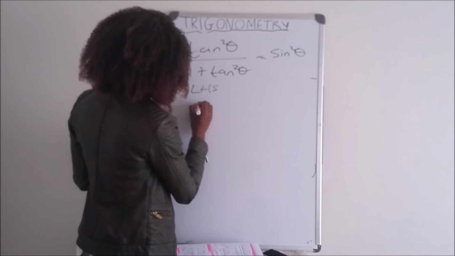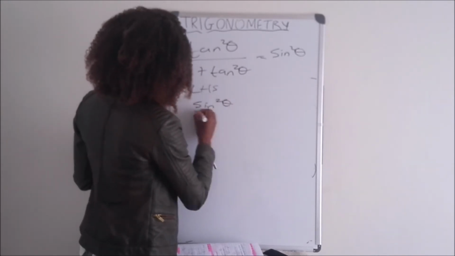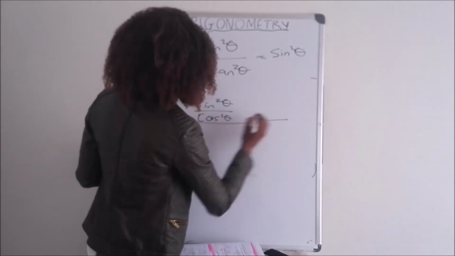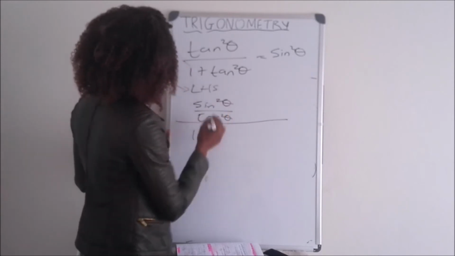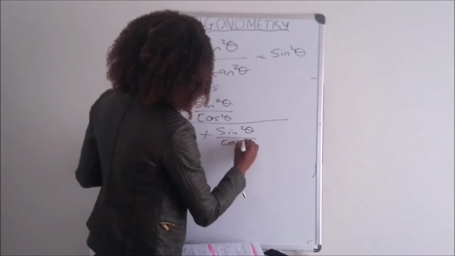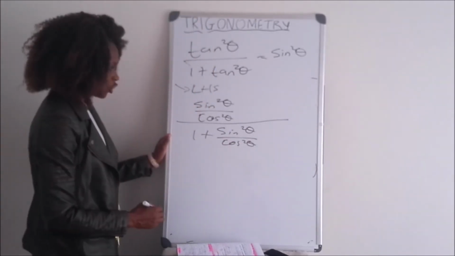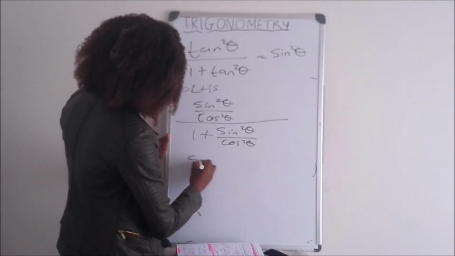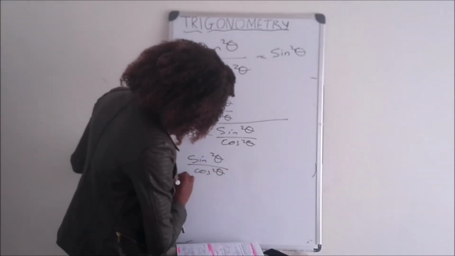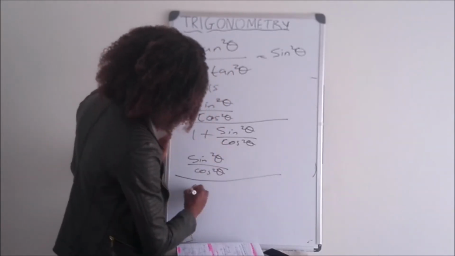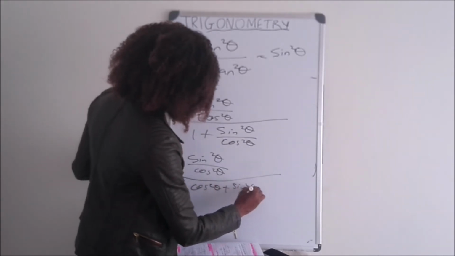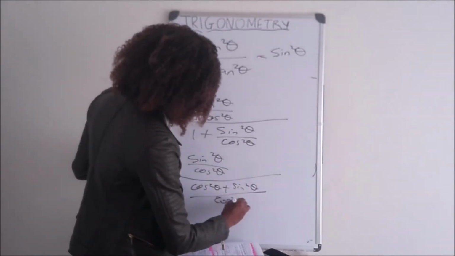Then we'll have sine squared theta divided by cos squared theta, divided by 1 plus tan squared theta, which is actually sine squared theta divided by cos squared theta as well. Then we have a fraction in the denominator. To solve out the fraction, we'll have sine squared theta divided by cos squared theta, all divided by this multiplied by that, we'll have cos squared theta plus sine squared theta divided by cos squared theta.